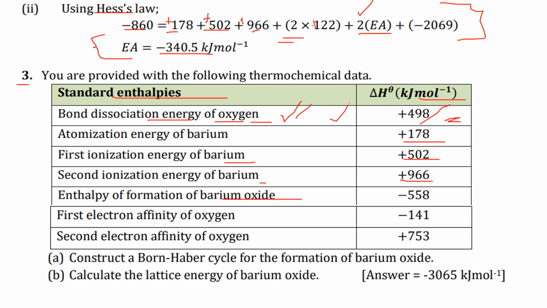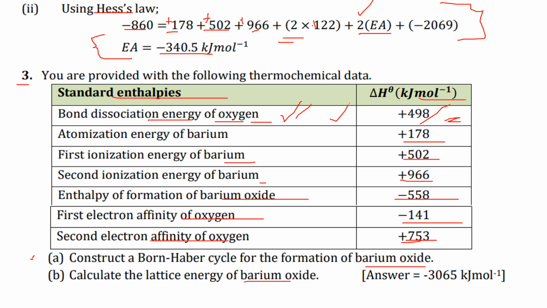The enthalpy of formation of barium oxide is negative 558, and the first electron affinity of oxygen is given as negative 141. Now the second electron affinity of oxygen was given as positive 753. So the questions are: to construct a Born-Haber cycle for the formation of barium oxide, and in part B, to calculate the lattice energy of barium oxide.